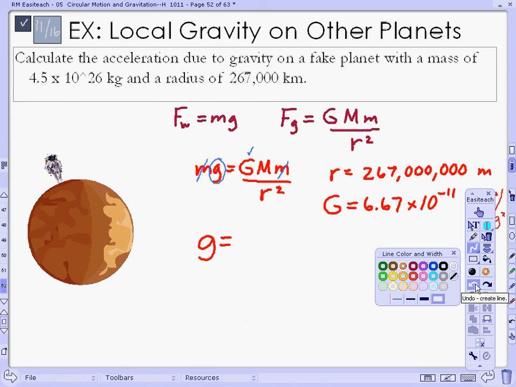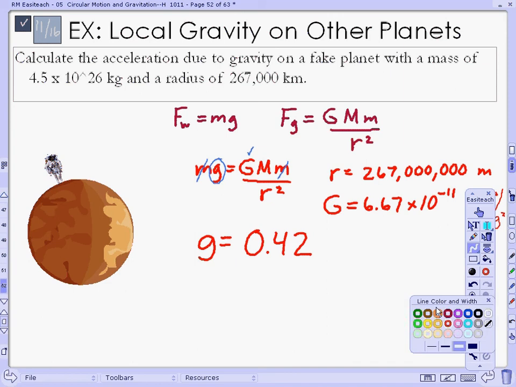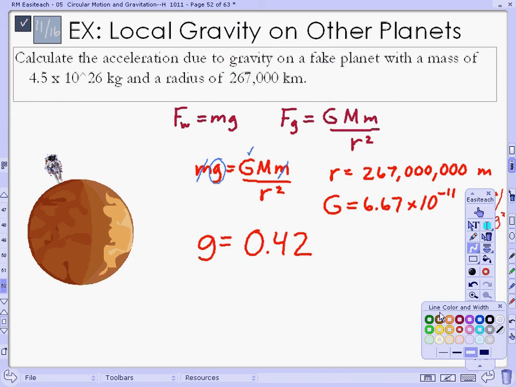Okay, so now we're going to crank out a number. Did anybody already do that? Go ahead. 0.42. Okay, that sounds familiar. I did this problem before. And what are my units going to be? Meters per second squared. This is an acceleration due to gravity.